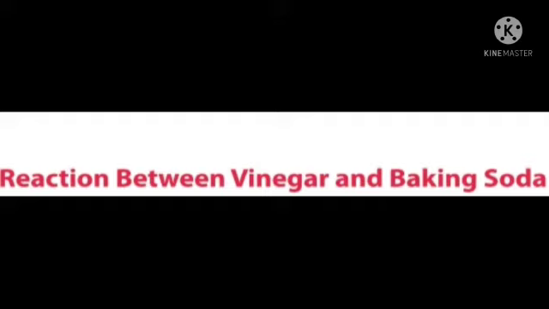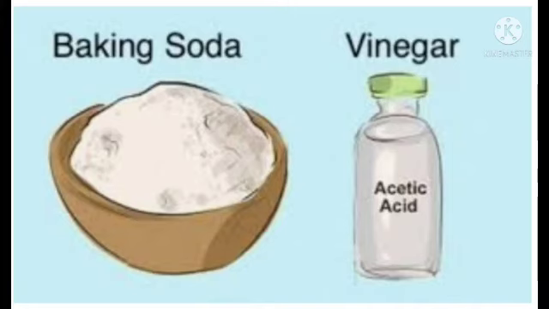Next, we are going to learn about the reaction between vinegar and baking soda. Dissolve 1 tablespoon of baking soda powder in 100 ml of water in a beaker. Stir the mixture until all the baking soda has dissolved. Measure out 5 ml of vinegar in a separate test tube. Use a dropper to add 5 drops of the baking soda solution to the test tube containing vinegar. You'll observe bubbles being formed due to the evolution of carbon dioxide gas.